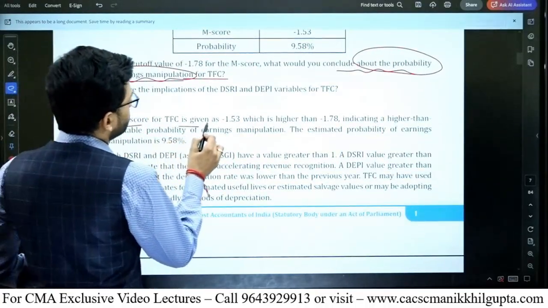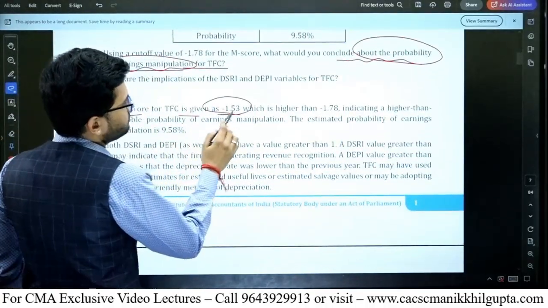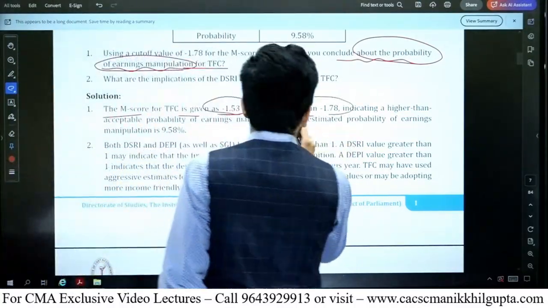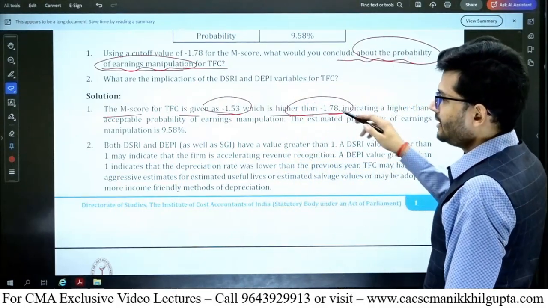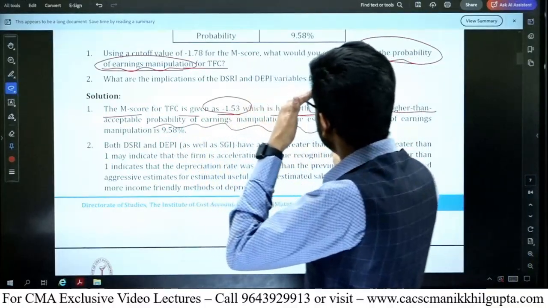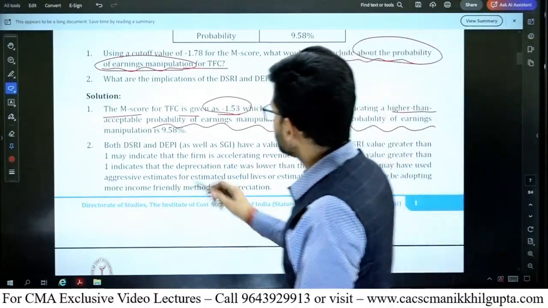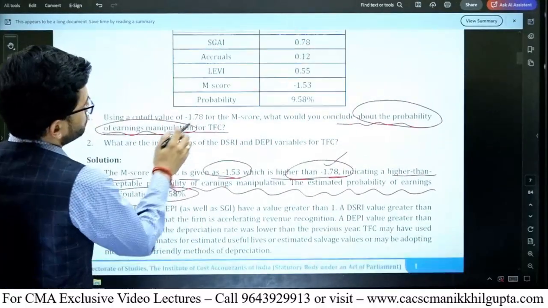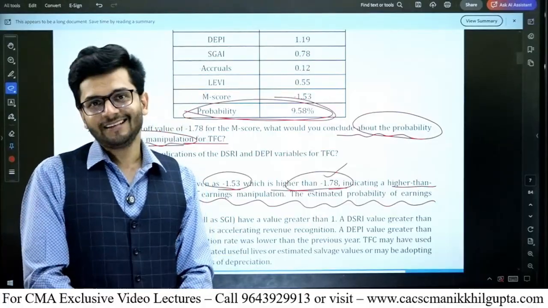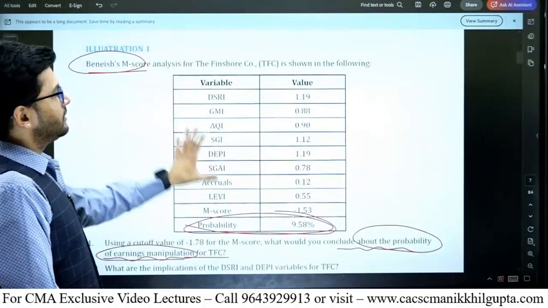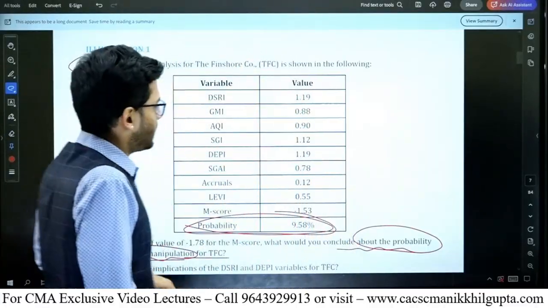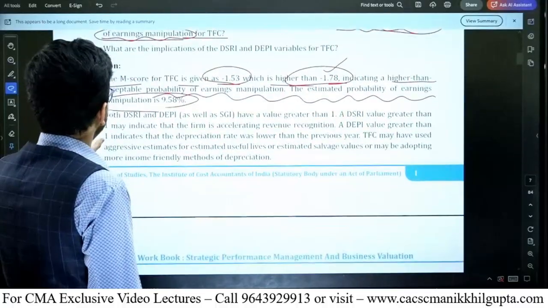So let's see, the M-score for TFC is given as minus 0.53. So the calculation is already given to you in the question itself, which is higher than minus 1.78. The TFC M-score is higher. And the estimated probability of earnings manipulation is 9.58%. So the probability of manipulation is already given to you in the question, which is 9.58%. So the analysis is required to be done in this particular question and not actually the computation. The calculation is not required, but analysis is required to be done by you.